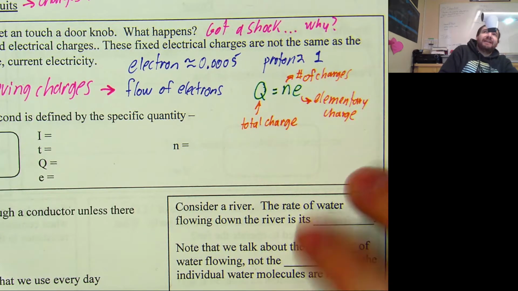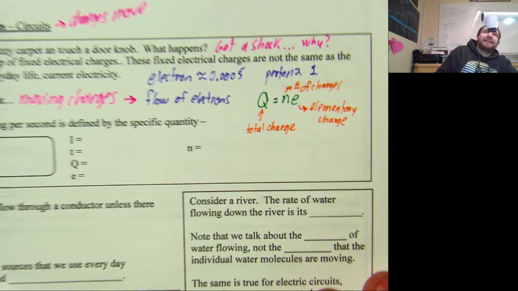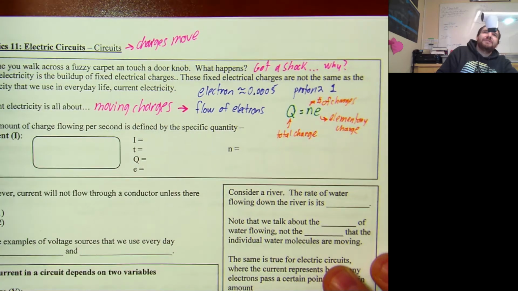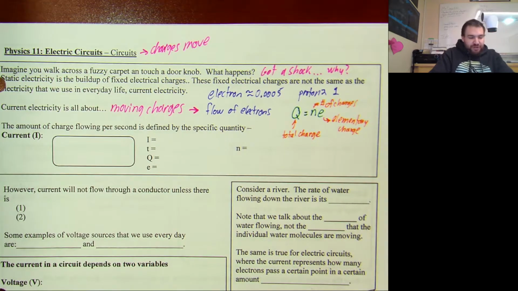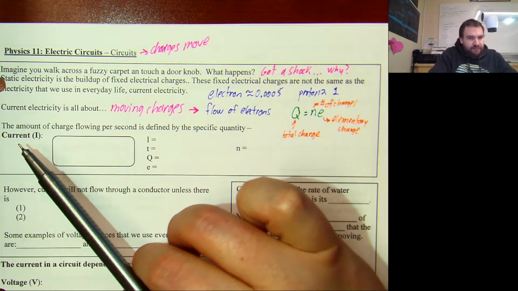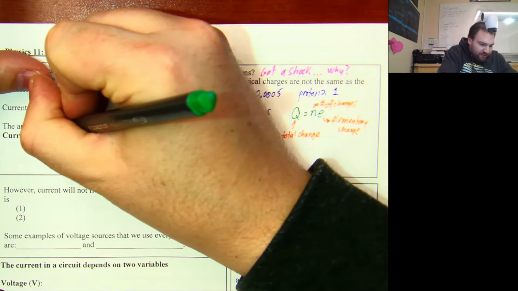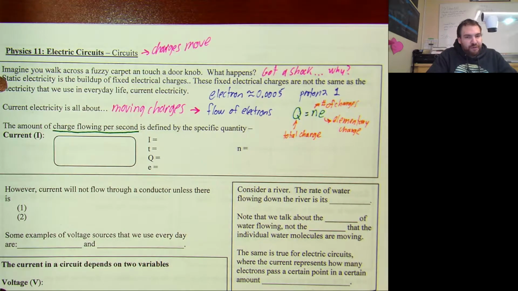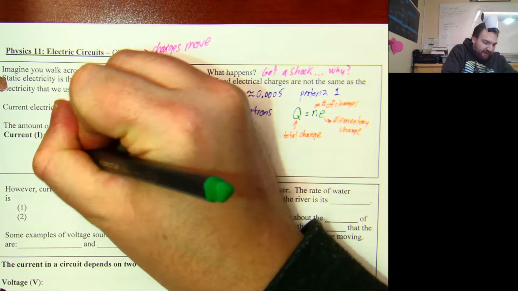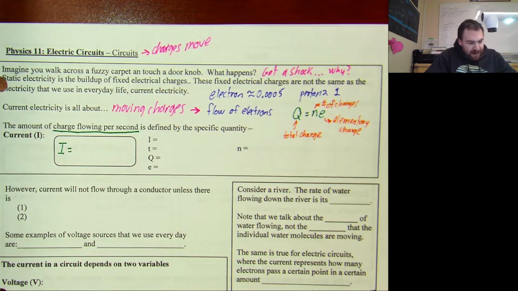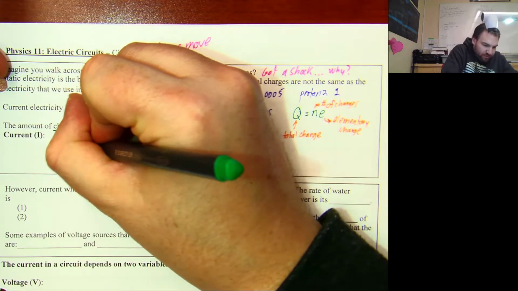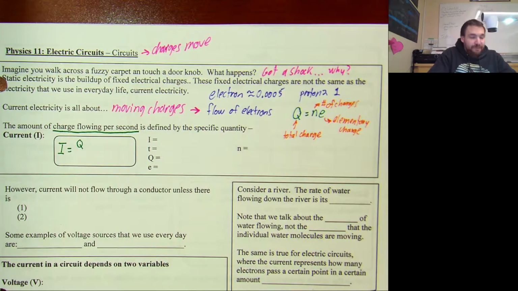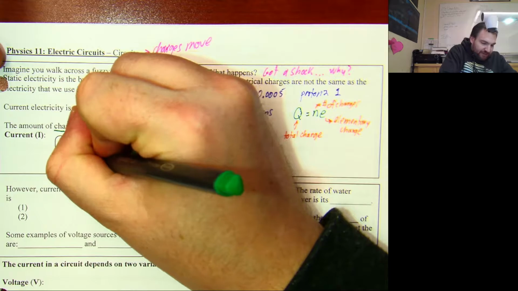This is something that's going to show up in electrostatics, but we need to at least address it before we can jump into circuits. In circuits, we care about charges moving. A moving charge we call a current, and it is related to the amount of charge flowing per second. So the current I is equal to the amount of charge Q flowing per second. So it's Q over T.